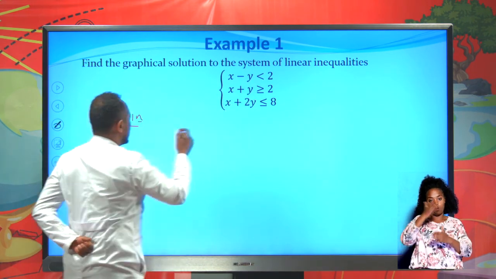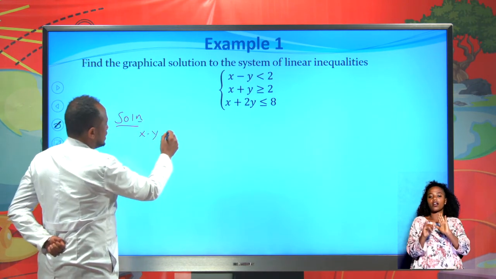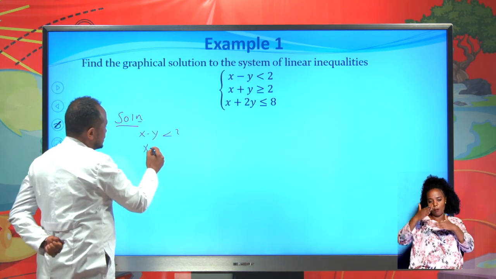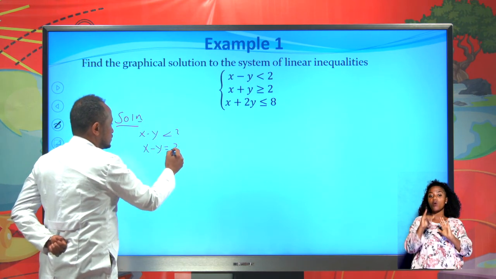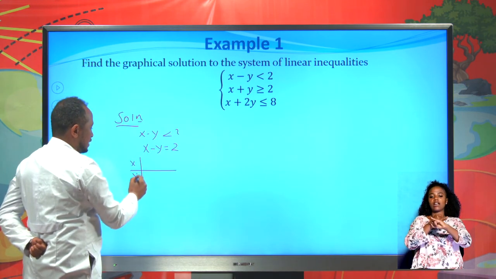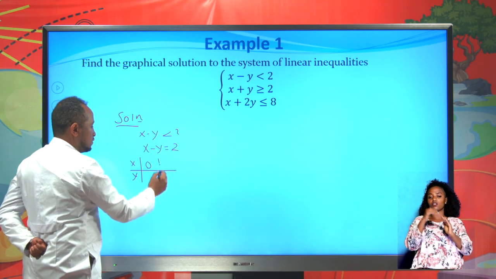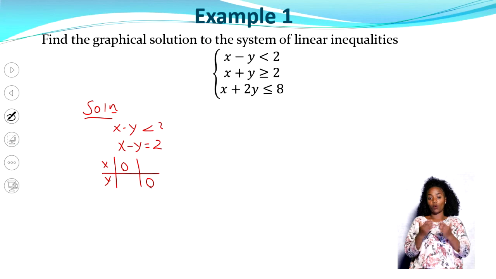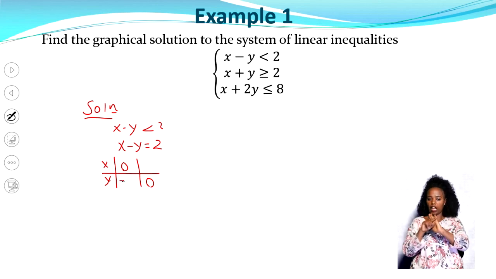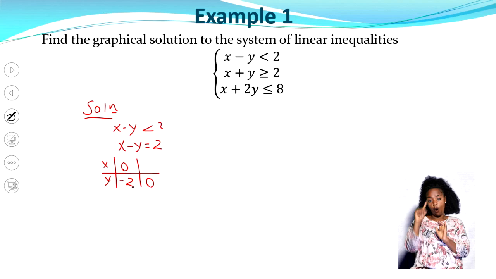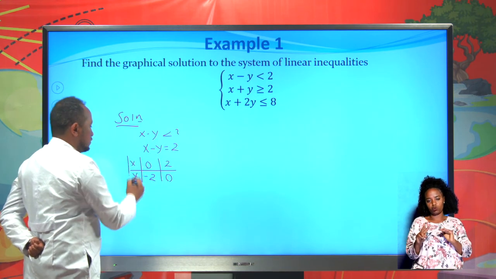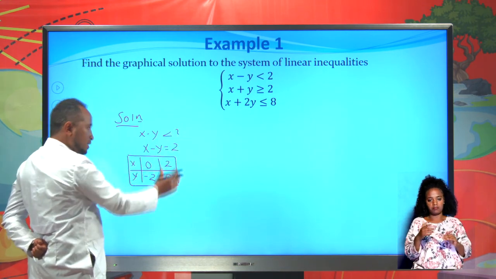To draw the graph of x minus y less than 2, first I need to draw the boundary line. This is x minus y is equal to 2. And to draw this boundary line, simply take the intercepts, x and y intercepts, when the value of x is 0 and when the value of y is 0. When x is 0, 0 minus y is equal to 2, so minus y is equal to 2, y is equal to negative 2. For y is 0, x minus 0 is equal to 2, therefore x equals 2. We will draw a graph for this part, and let's just prepare a table for each.